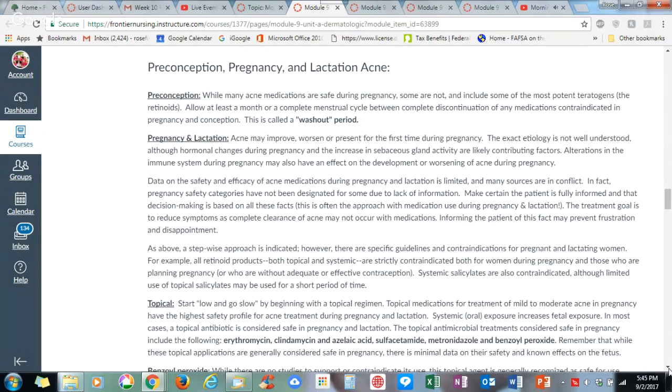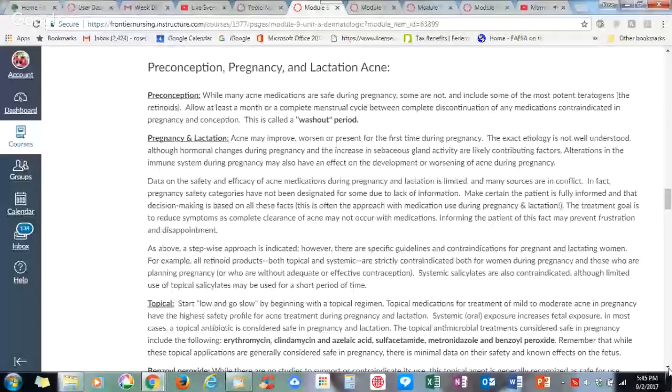Data on the safety and efficacy of acne medications during pregnancy and lactation is limited, and many sources are in conflict. In fact, pregnancy safety categories have not been designated for some due to lack of information. Make certain the patient is fully informed and that decision-making is based on all these facts. This is often the approach with medication use during pregnancy and lactation. The treatment goal is to reduce symptoms, as complete clearance of acne may not occur with medications. Informing the patient of this fact may prevent frustration and disappointment.